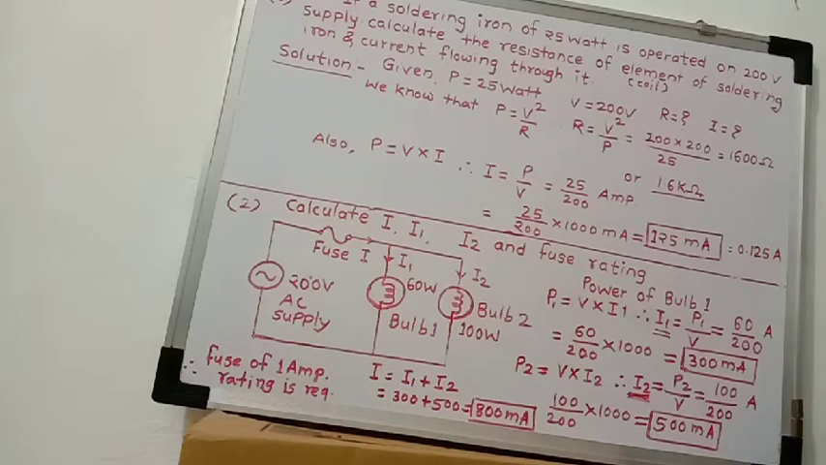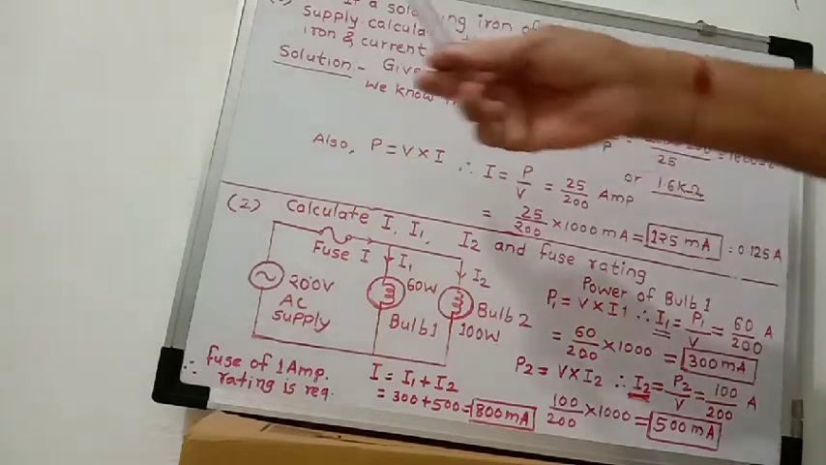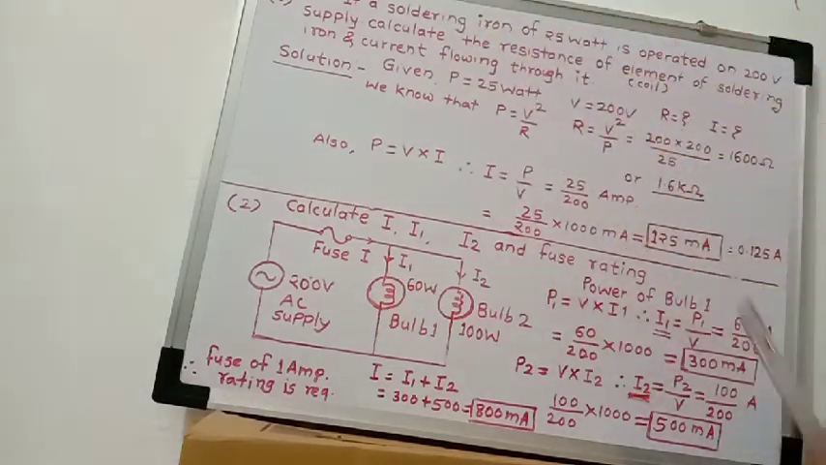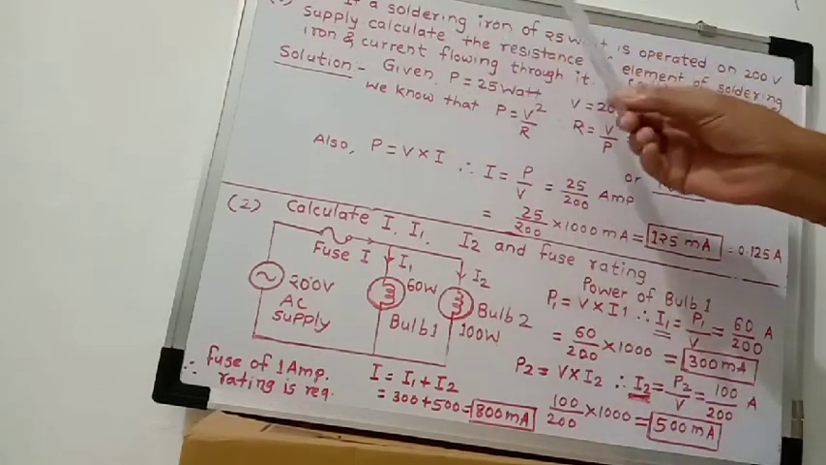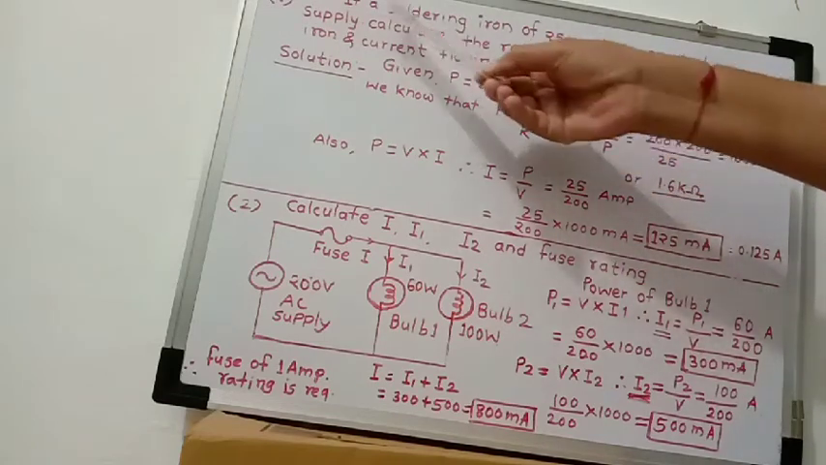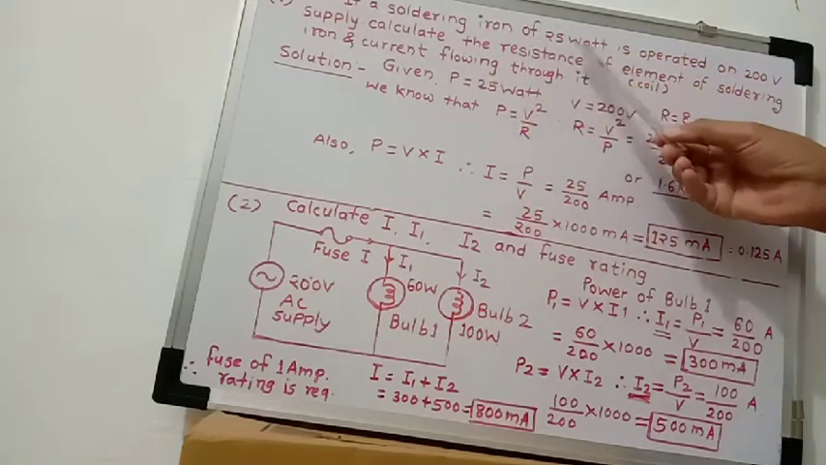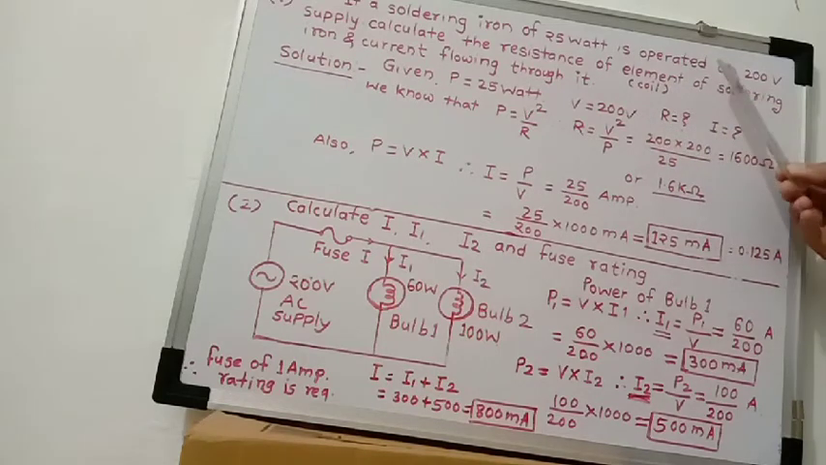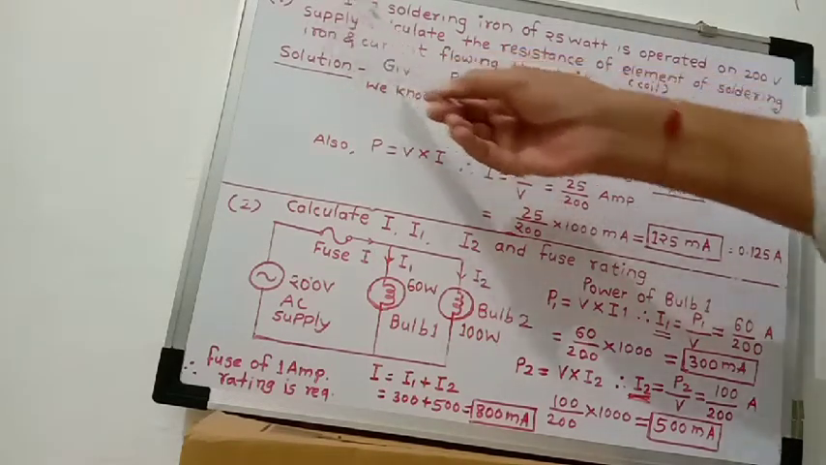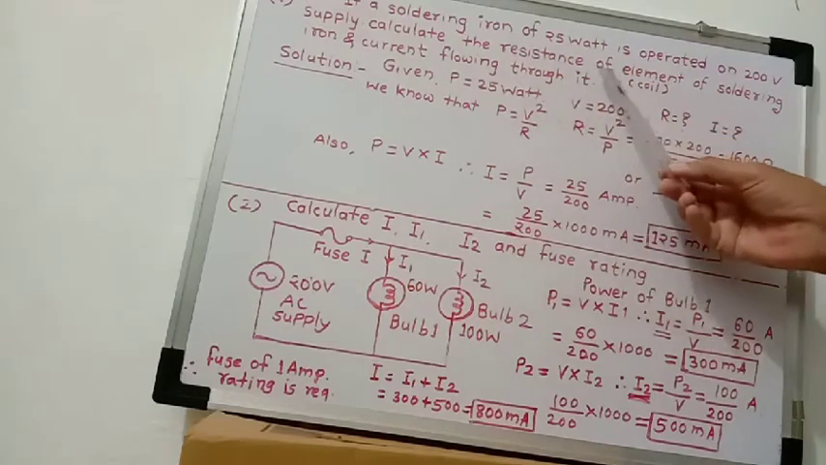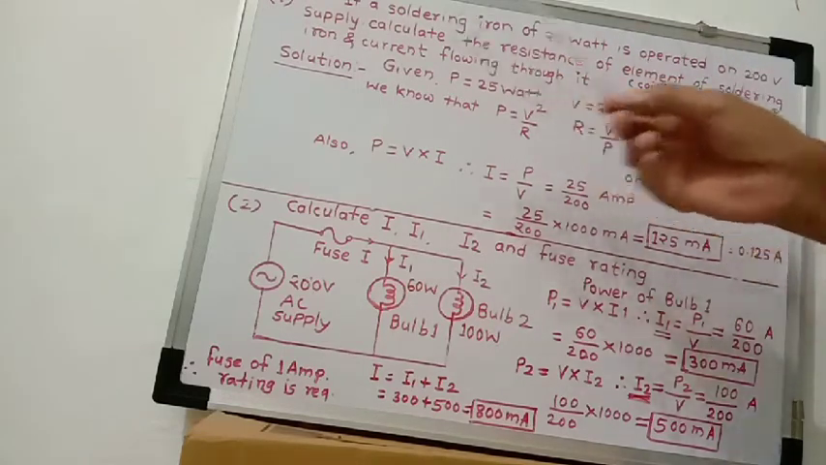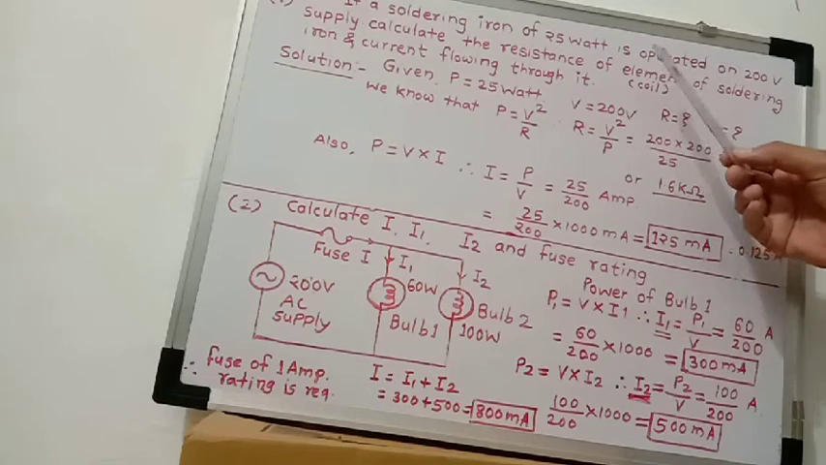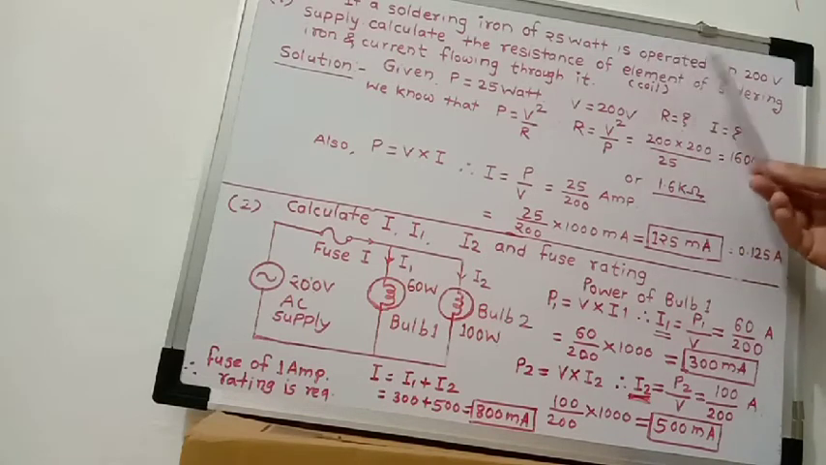Good afternoon. Today we will take two examples in basic electricity. The first example is: if a soldering iron of 25 watt is operated on 200 volt supply, calculate the resistance of the element of the soldering iron. Element means the coil which is inside the soldering iron.